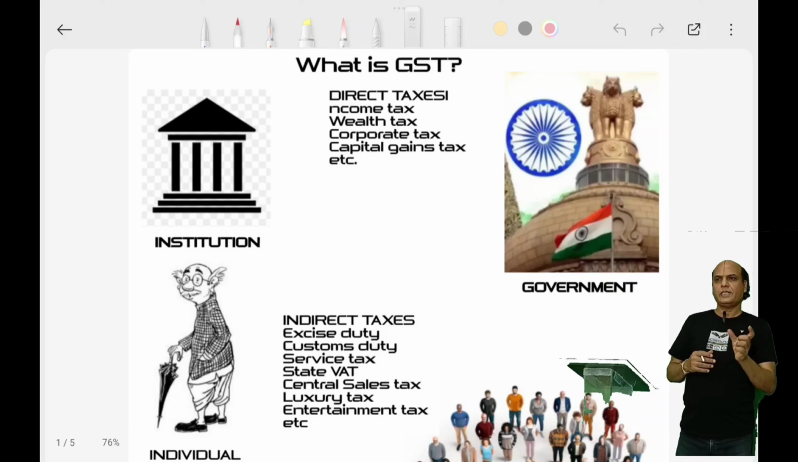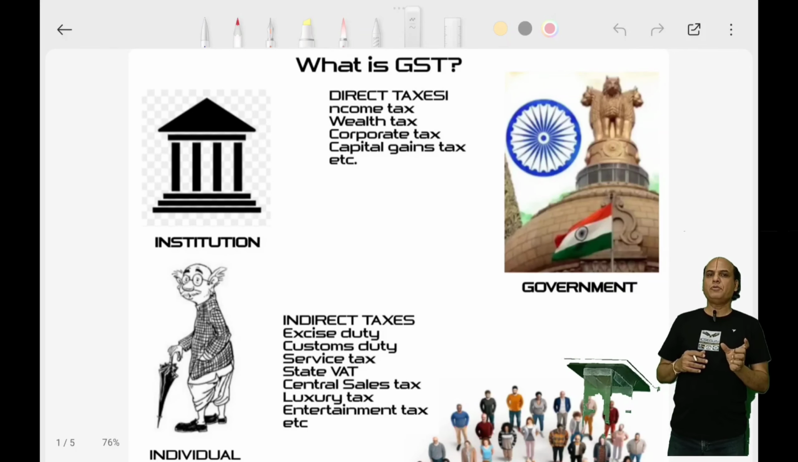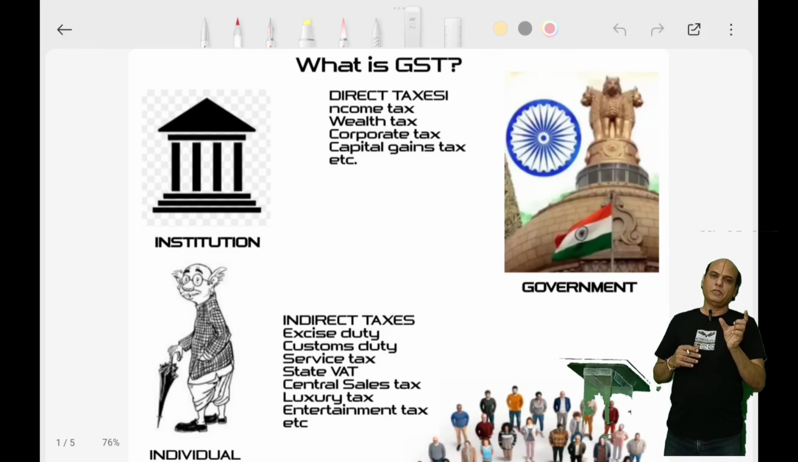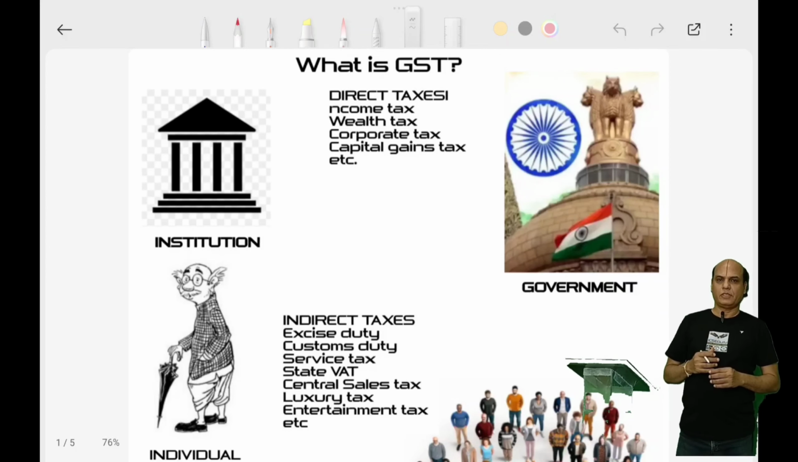So goods and services tax is the tax that we need to pay to the government when you buy or sell goods, or when you offer or receive services. This is called goods and service tax.